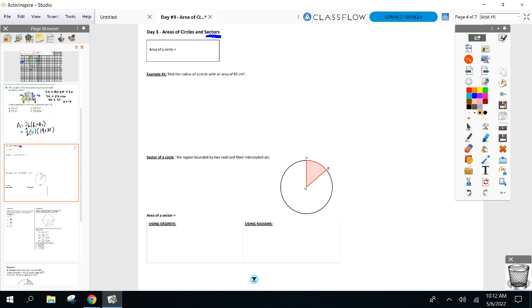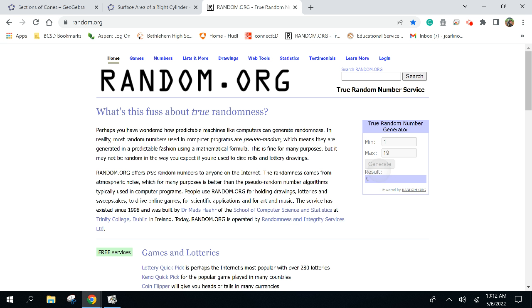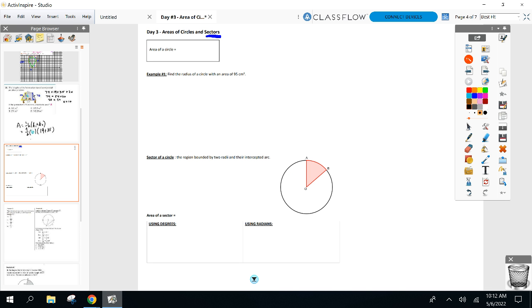Area of a circle. Hook me up real quick. Area of a circle. Look back if you need to. Pi r squared.